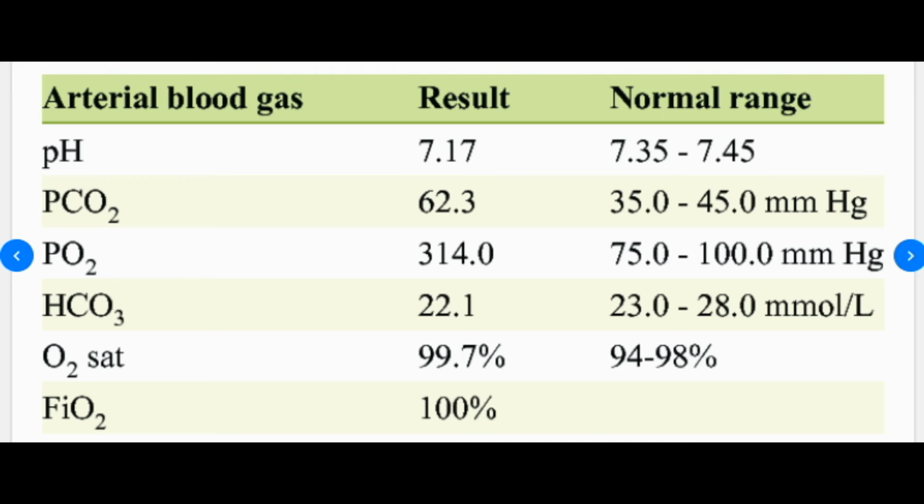Partial pressure of oxygen, which is a measure of the pressure of oxygen dissolved in the blood. It determines how well oxygen is able to flow from the lungs into the blood. Partial pressure of carbon dioxide, which is a measure of the pressure of carbon dioxide dissolved in the blood. It determines how well carbon dioxide is able to flow out of the body. Oxygen saturation, which is a measure of the amount of oxygen being carried by the hemoglobin in the red blood cells.